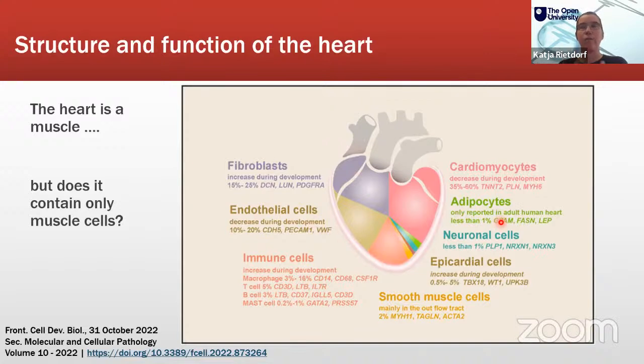So the heart also has connective tissue, it has blood cells. To perform its function, the heart needs a lot more cell types than just cardiomyocytes. But if you look at the volume, the heart is made mostly of muscle cells.